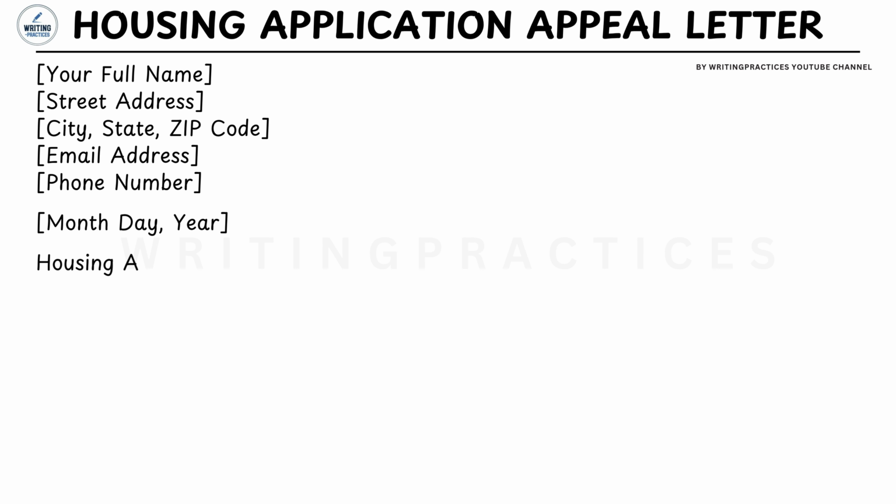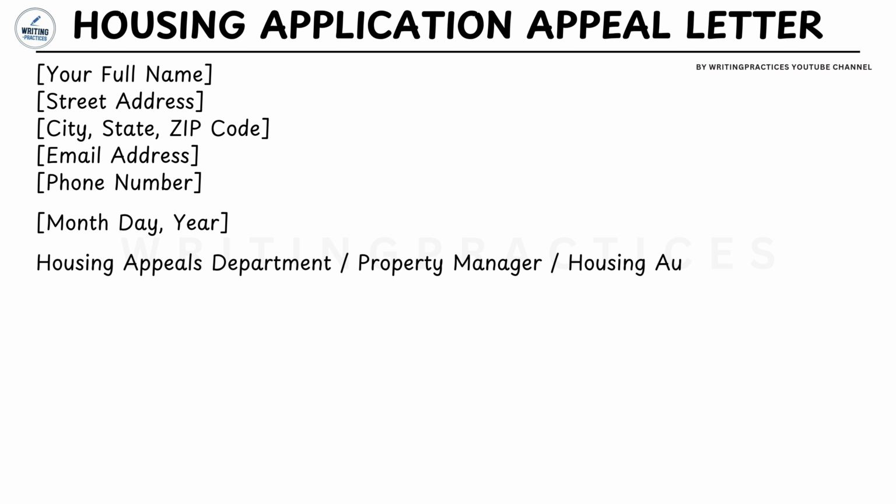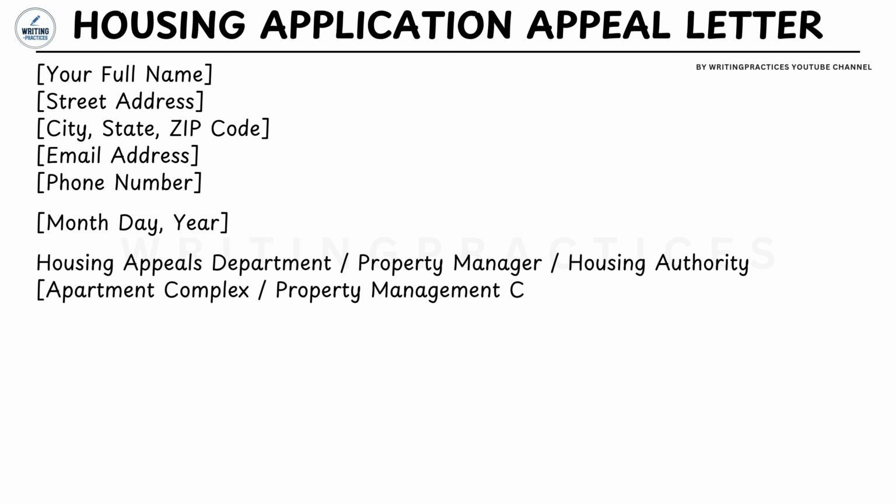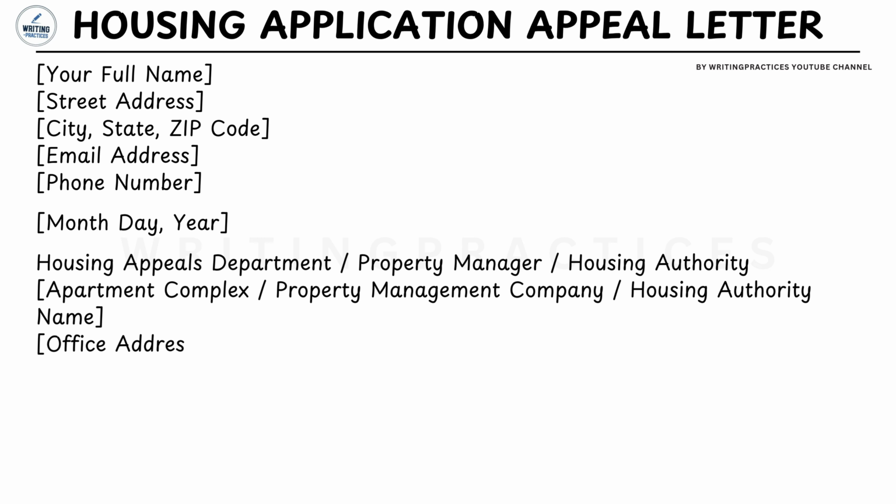Recipient information. This section identifies the office reviewing your appeal. You should include the property manager, housing authority, or housing appeals department information. For example, Housing Appeals Department, Green Valley Property Management, 845 Park Avenue, Phoenix, Arizona, 85004. This ensures your appeal reaches the correct reviewer. Double-check the submission address listed in your denial notice.